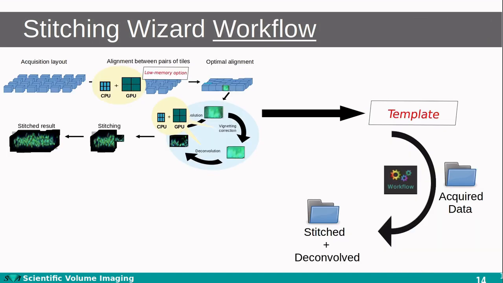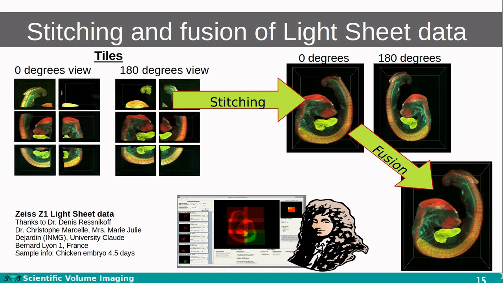The entire settings for alignment optimization and vignetting correction can now be saved in Huygens template format, which can then be used in the workflow processor in Huygens for a completely automated stitching process on other similar files. For your information, for specific light sheet datasets that contain different view angles of the sample, a fusion module is available in Huygens, and it allows both stitching of the tiles and the fusion of the different angles of the sample, as you can see here in this example.